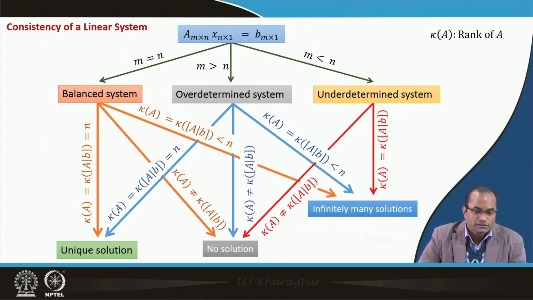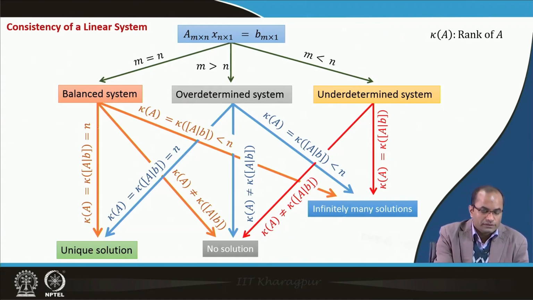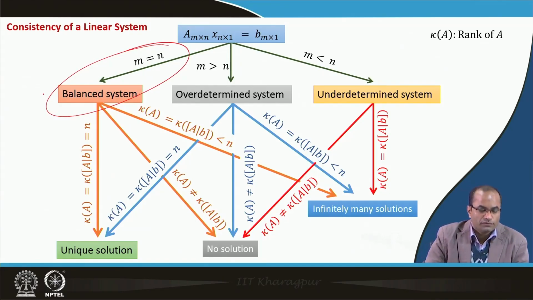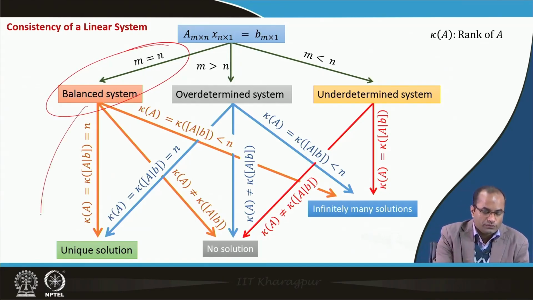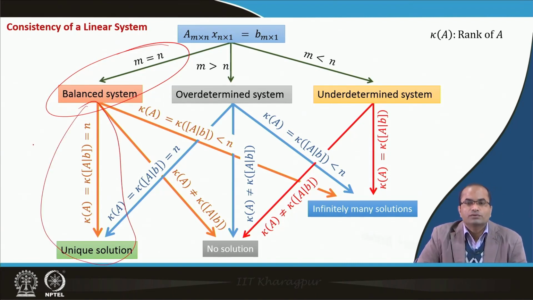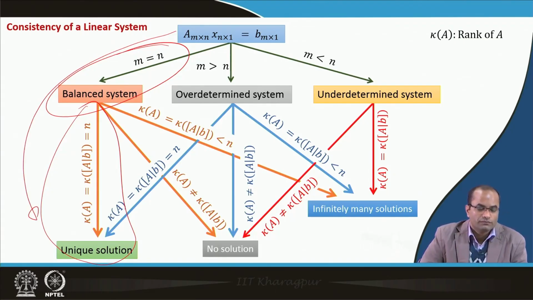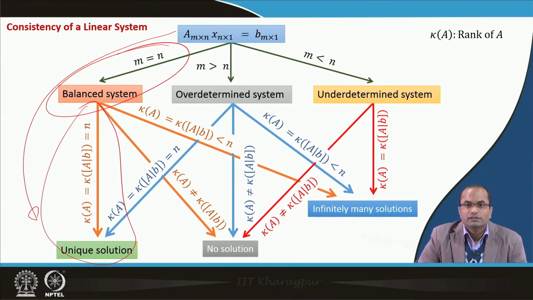What we are going to discuss now is the iterative methods. In this course we are restricting ourselves to this balanced system. So, when the number of equations is equal to the number of unknowns, and that too the situation when we have the unique solution. So, only this case will be discussed now, for the balanced system when we have the unique solution. In that case we will discuss now how to find the solution using the so-called iterative methods.